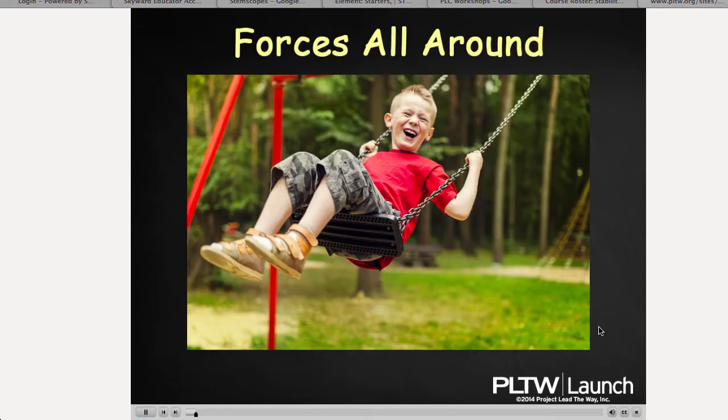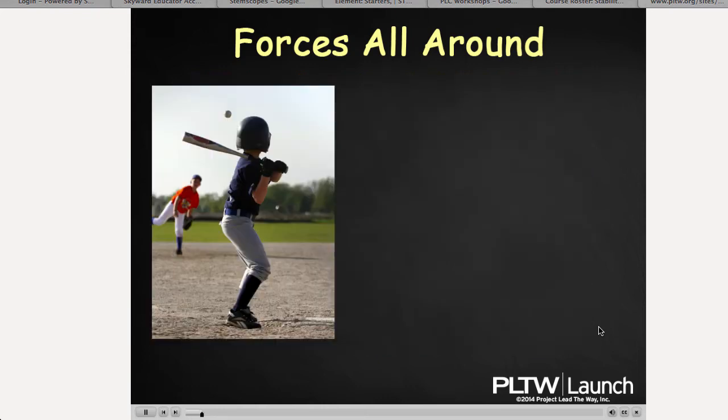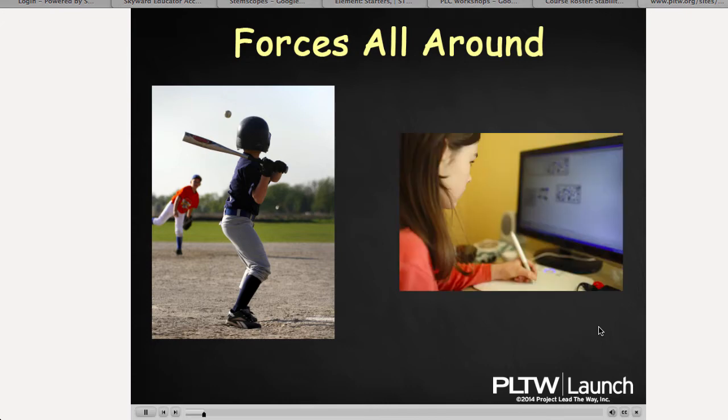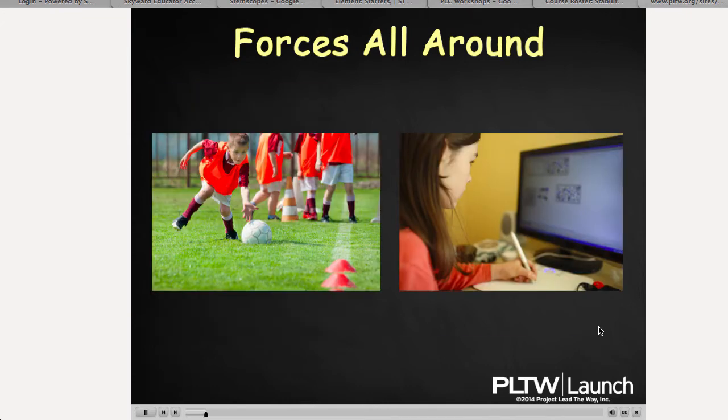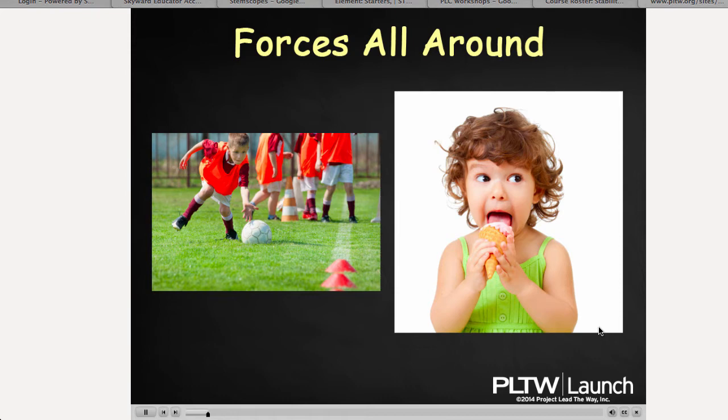Forces are all around you. Whether you are working or playing, forces and interactions are involved. From hitting a baseball to using a pencil to kicking a soccer ball to licking an ice cream cone, forces are at work. Let's explore more about forces as we build the skills we need to solve the animal rescue problem.